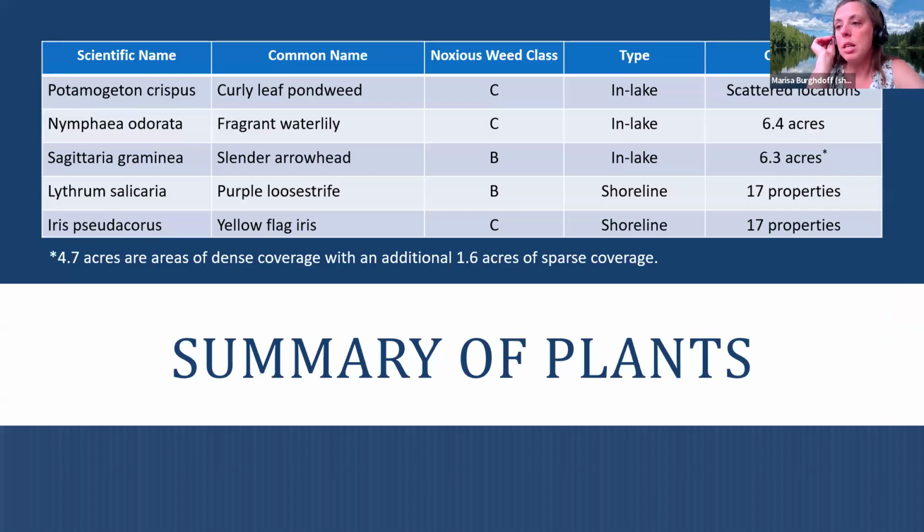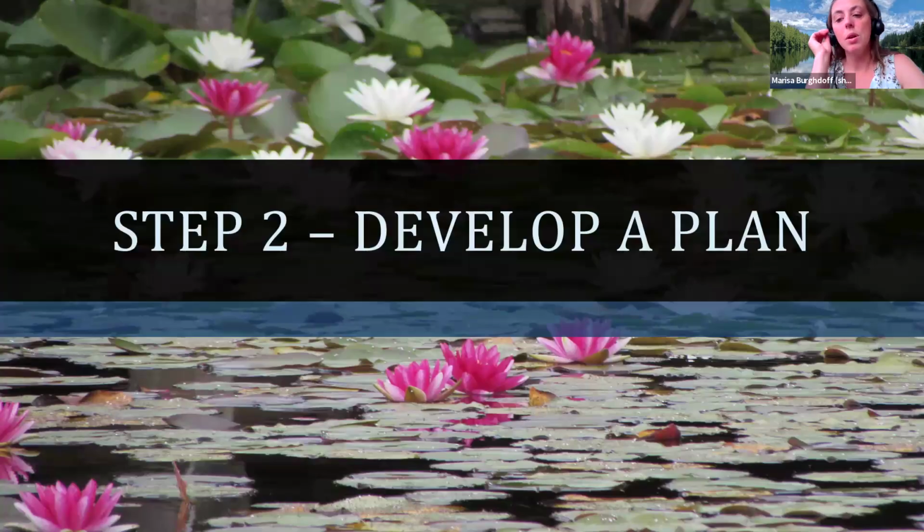So just as a summary, this is what we found to give you an idea of the extent of the problem. Oh, I misspoke. I guess the fragrant water lily slightly edged out the slender arrowhead as the most prevalent at 6.4 acres. The slender arrowhead is at 6.3 acres, and 17 properties each for the iris and the purple loosestrife. Okay, so now we knew what the extent of the problem was.